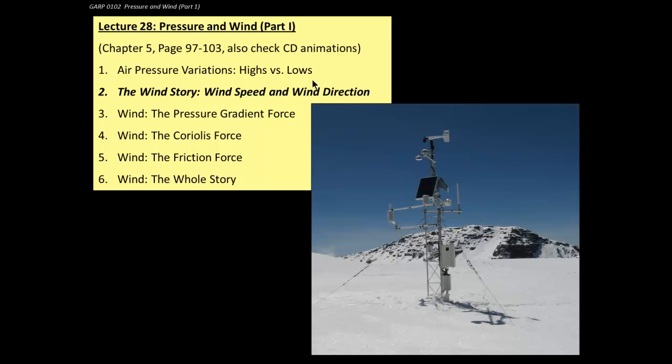Now, let's talk about the wind story, because wind is two things: wind speed and wind direction. And we measure that with these gizmos here. Here's our weather station on the glacier on Kilimanjaro, and up here we have our wind sensor with basically a propeller, or rather an impeller, that measures the speed of the wind, and then you have a wind vane that adjusts itself to the wind direction to give you wind direction.